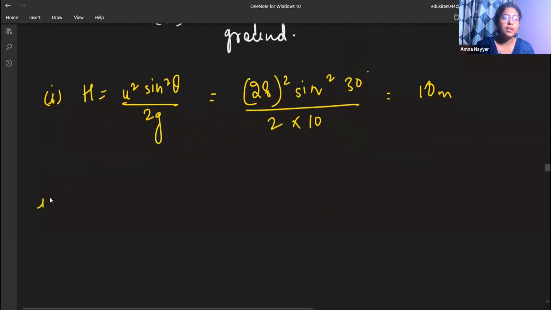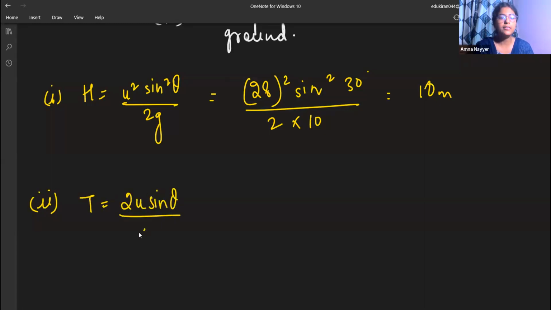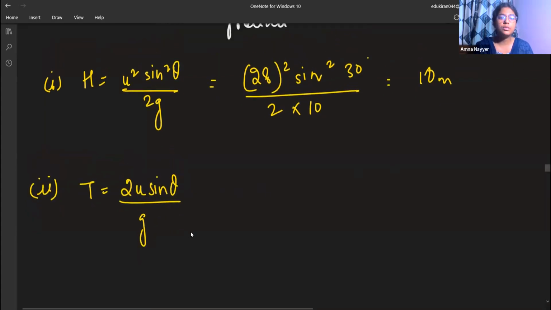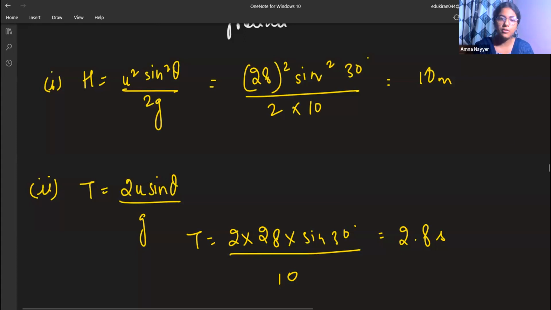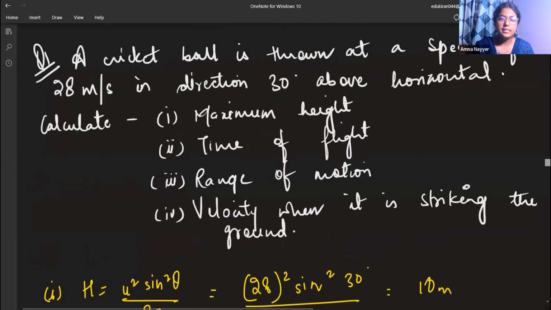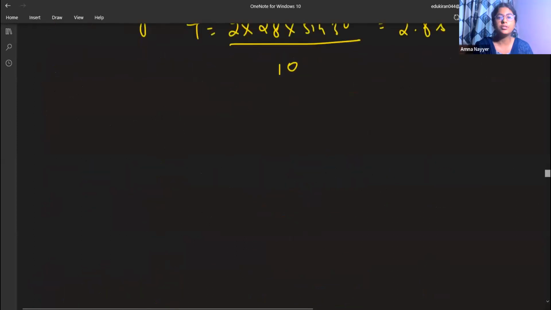Second is time of flight. This is 2u sine theta divided by g. So 2u sine theta, 2 into u is 28, sine theta is sine 30 degree, which is half, divided by 10. See, this half will cancel this 2, that becomes 2.8 seconds. This is the time of flight.